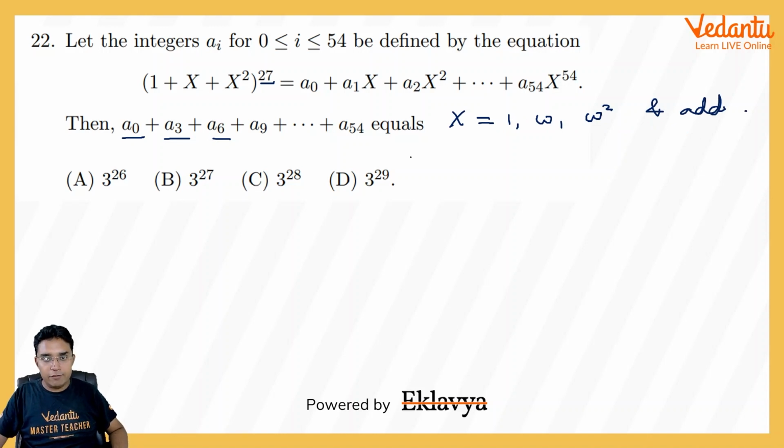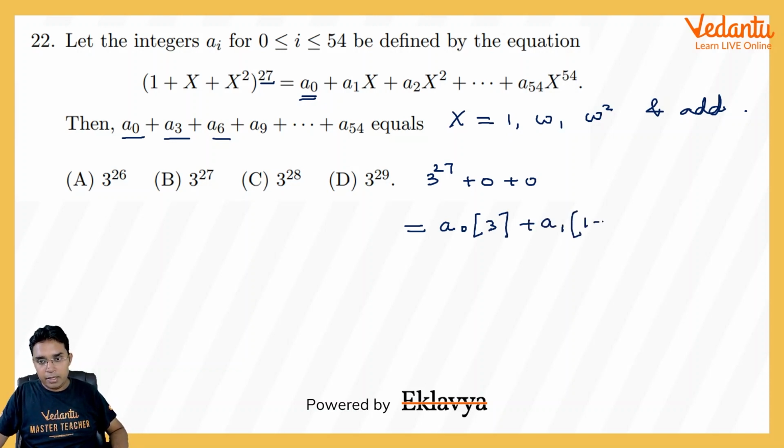omega, the complex non-real cube root of unity, and omega square, and add. My left hand side will become 3 power 27. When we put omega, it will become 0. If we put omega square, then also it will become 0. Whereas on my right hand side, you can check, every time you put 1, omega or omega square, a naught will be added 3 times, 1 plus 1 plus 1. Whereas a1 will be multiplied with 1, then omega, then omega square. Effectively, it will become 0.